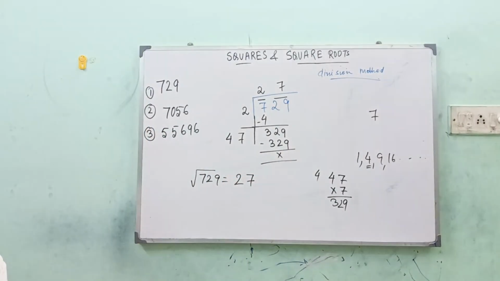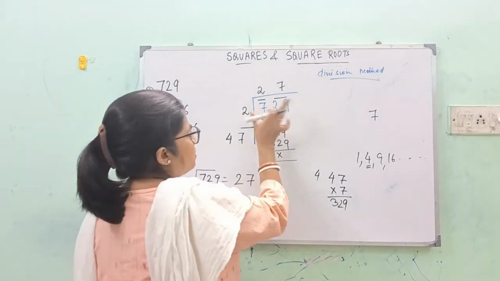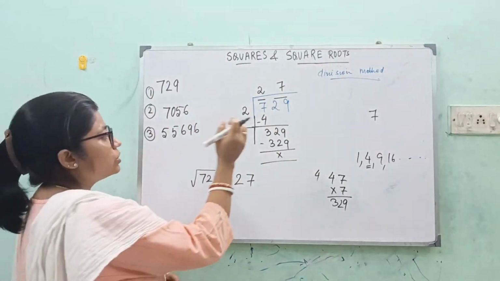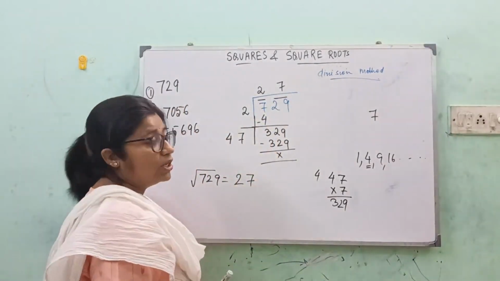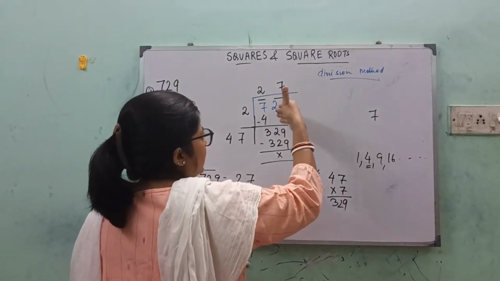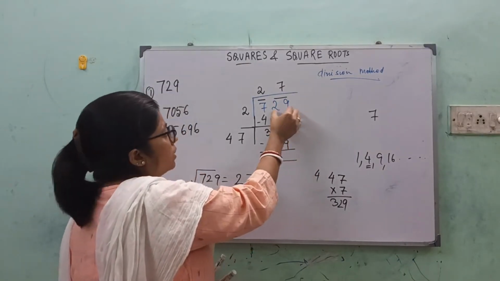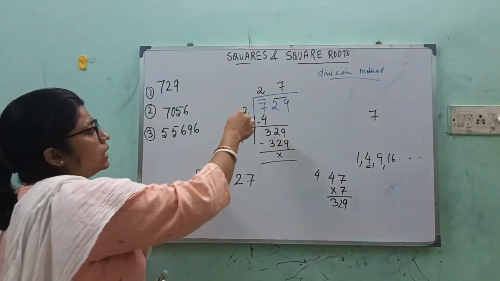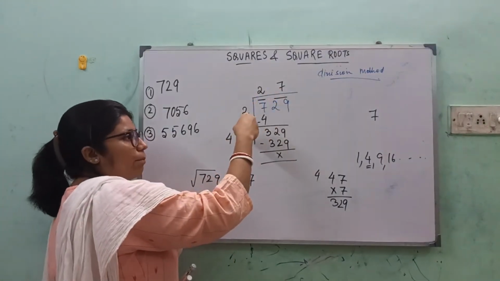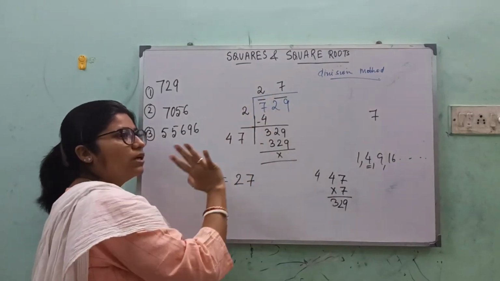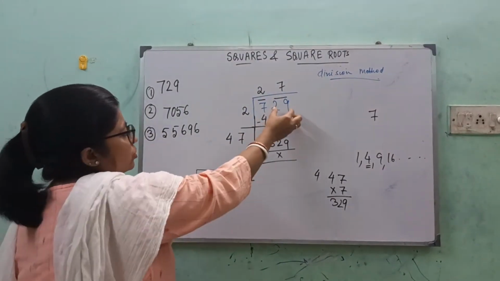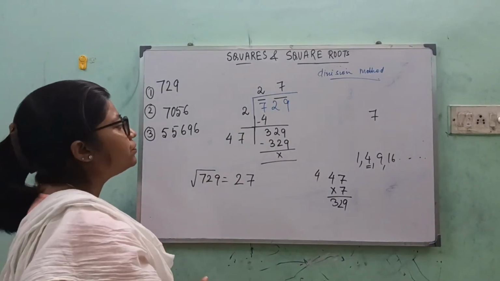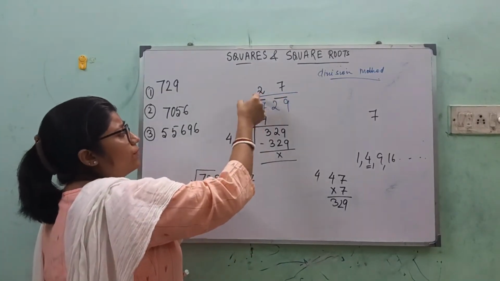Alright, I repeat once again. Whatever number has been given to you, put that within the division symbol, and then you start pairing the digits from the right. So the units and the tens is one pair. Next goes the hundreds and the thousands and so on. So if you have a single digit over here which is having no pair, then you put that as a single digit.